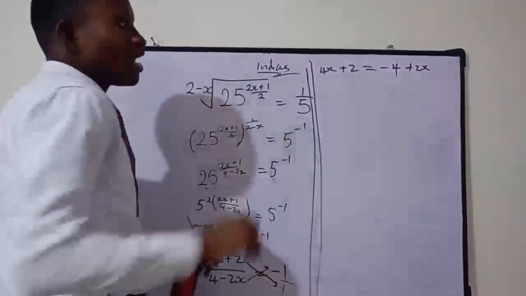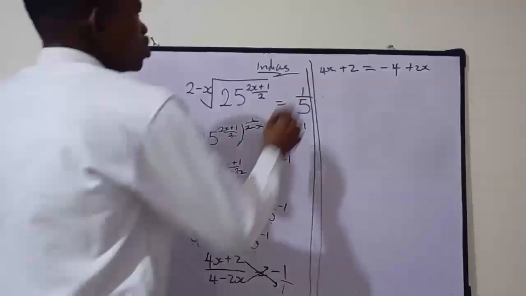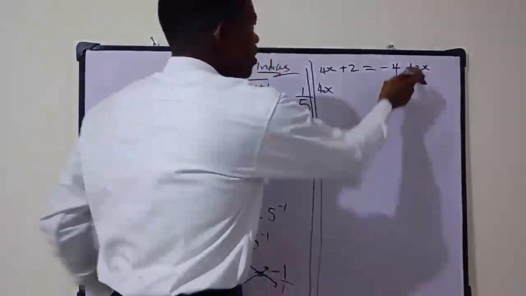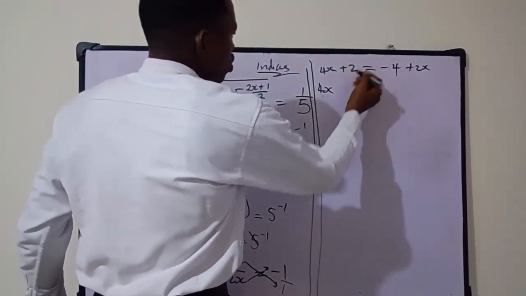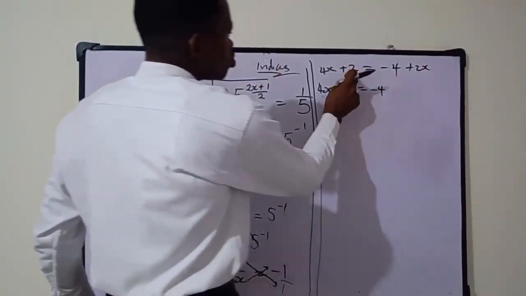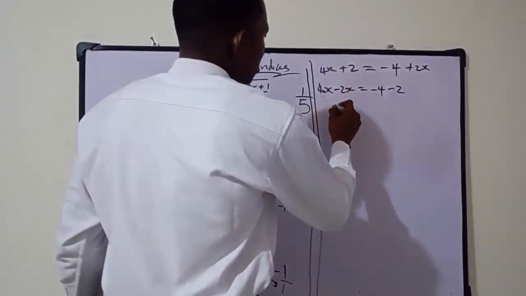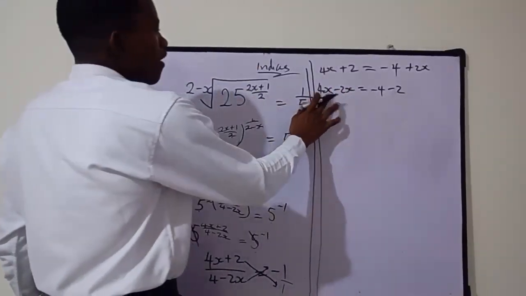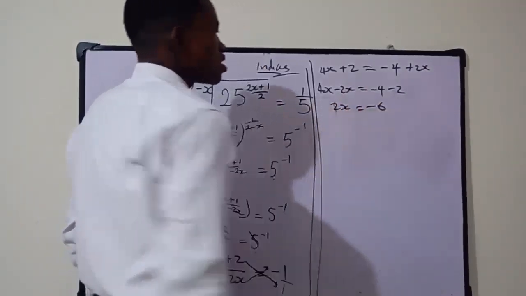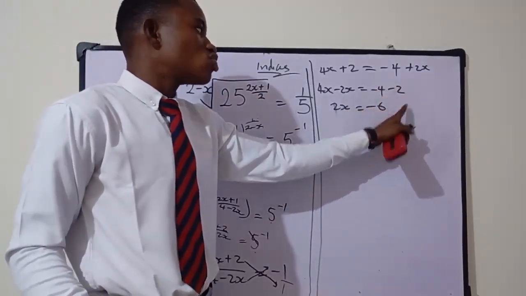Alright, so having this now, we collect like terms. To collect like terms means keep the ones that have x together, the ones without x together. So we have 4x is here already. We bring our 2x here, we bring it across the equality sign. Once it's crossed, it becomes negative 2x is equals to negative 4. Our 2 here is crossing there, becomes negative 2. Alright, so solving this now, 4x minus 2x, that gives us 2x is equals to negative 6. 2x is equals to negative 6. Why? Minus 2 minus 4 minus 2 is minus 6.